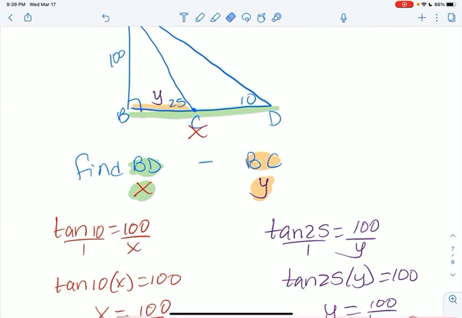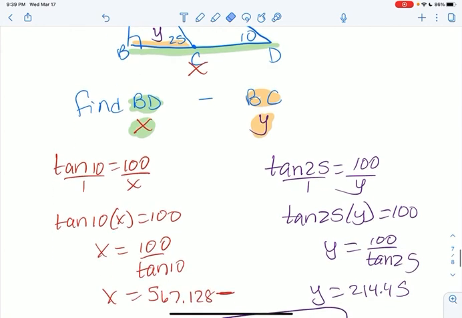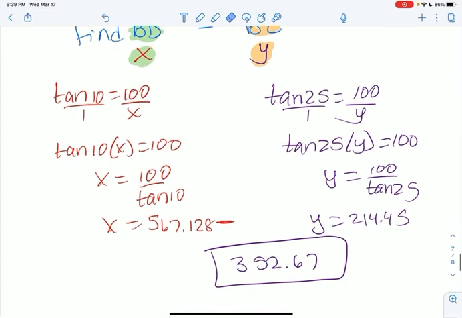All right, so I can't find CD directly because CD is not part of a right triangle, but BD is part of a right triangle. I use tangent. And BC is part of the smaller right triangle. I use tangent, but with the other angle, and then I just subtract them, and there's my answer, 352.67.